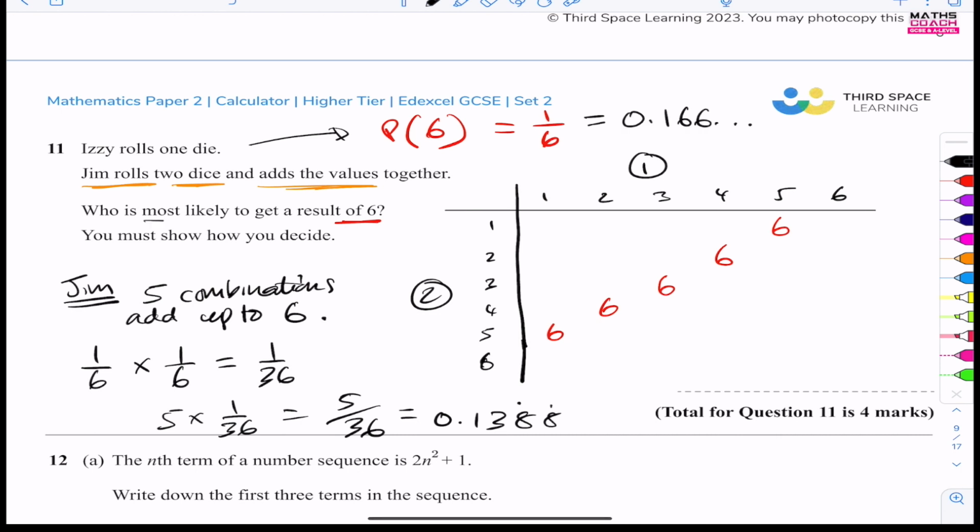Who is more likely to get a 6? Whose probability is higher? So which number is bigger? Right there, you can see that this number here is bigger. So Izzy is more likely to get a total score of 6. Remember, Izzy only rolls 1 dice.